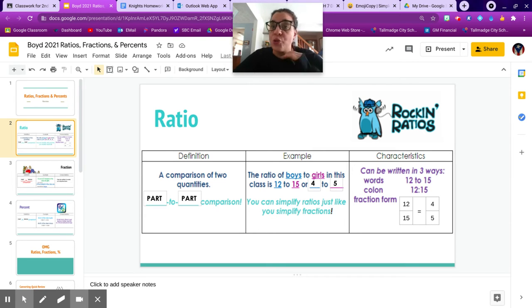So, for example, 12 over 15 means 12 boys, 15 girls. It doesn't mean there's 15 total kids in the class. It means there are 12 boys and 15 girls. And again, I can simplify that to 4 to 5, which would be 4 over 5, means for every 4 boys, there are 5 girls. So those are ratios.